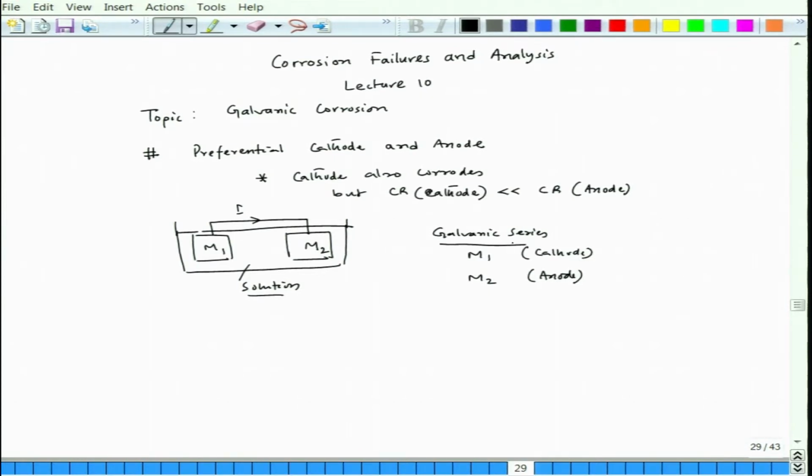Now, like that way you can have M1, M2, M3, M4, and then you just do that permutation and those combinations, and then you can generate this series for that particular solution. So, you change the solution, you can generate another galvanic series. Now, let us talk about that galvanic series.